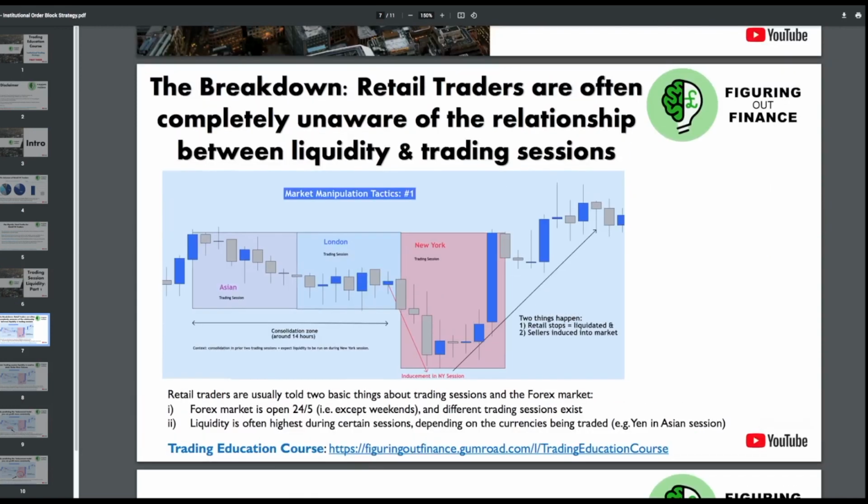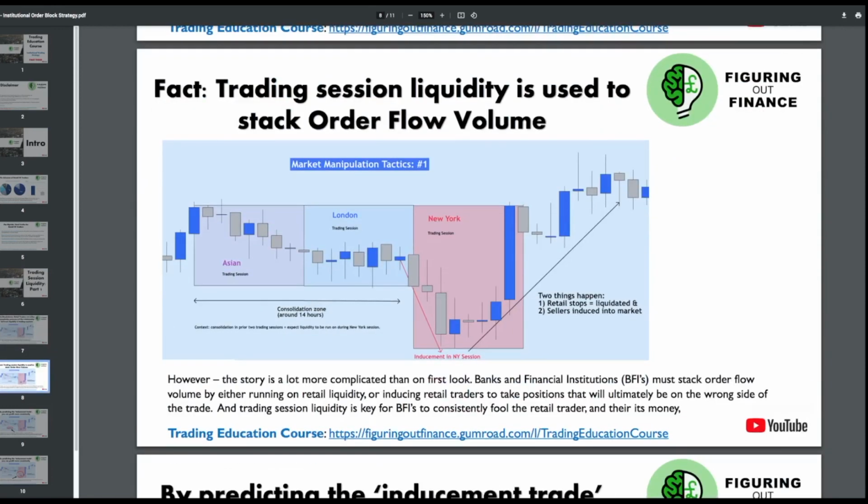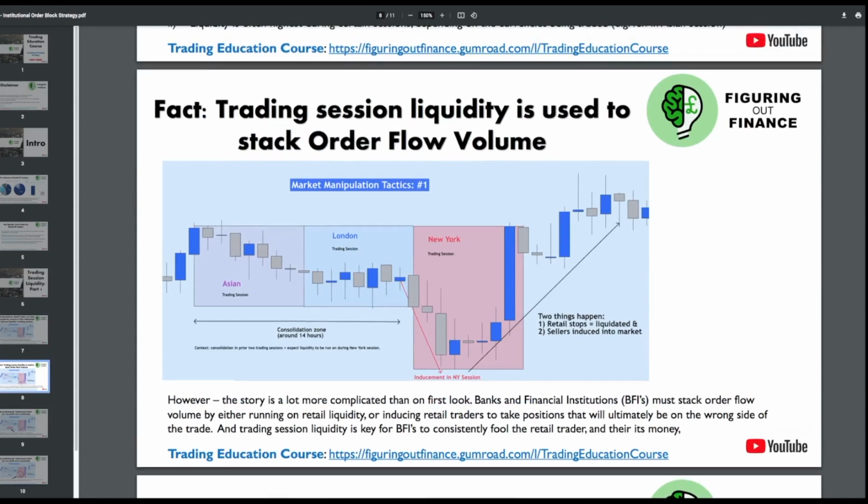So first things first, in terms of the PDF guide, obviously we know the Forex market is open 24/5 and liquidity is high in certain sessions. We already knew that because we've seen that on different websites.